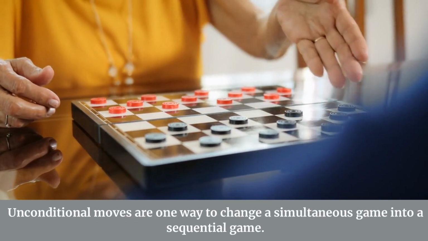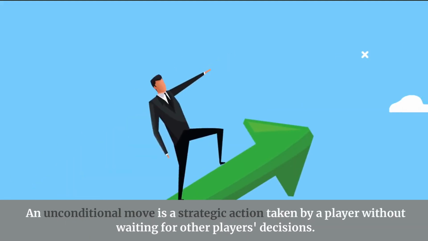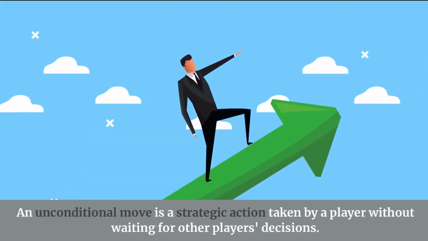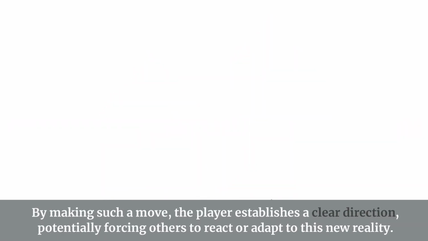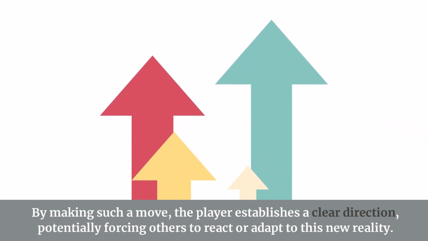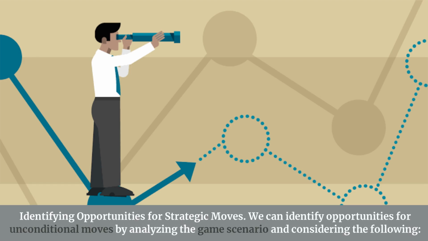Unconditional moves are one way to change a simultaneous game into a sequential game. An unconditional move is a strategic action taken by a player without waiting for other players' decisions. By making such a move, the player establishes a clear direction, potentially forcing others to react or adapt to this new reality.